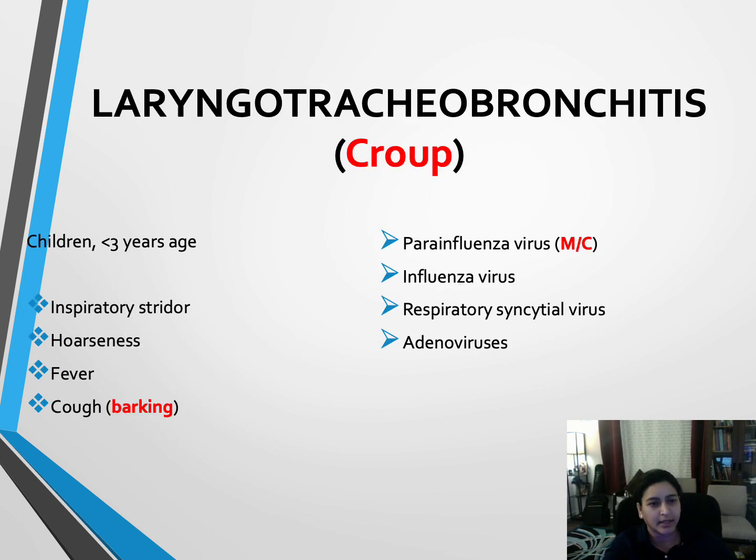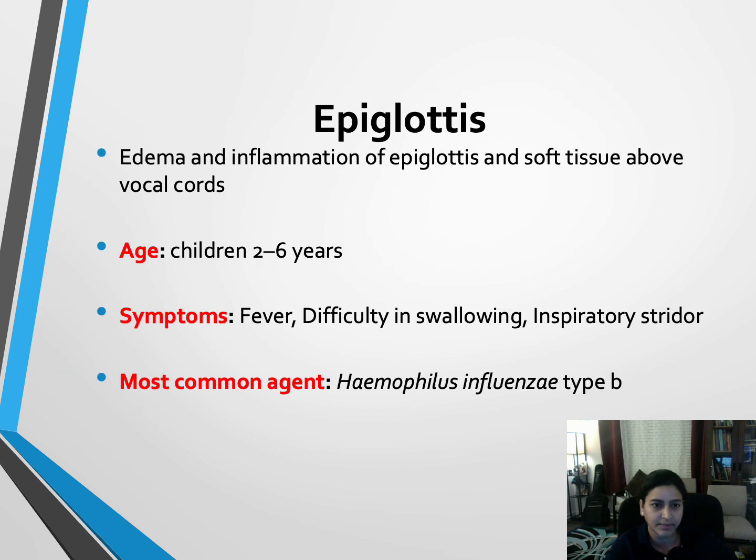Next, laryngotracheobronchitis. Kids especially less than 3 years show croup, which is a barking hoarse cough, and it sounds like barking. Kids especially have inspiratory stridor, and stridor is like a whistling sound between breaths that can be heard in kids when they're asleep.